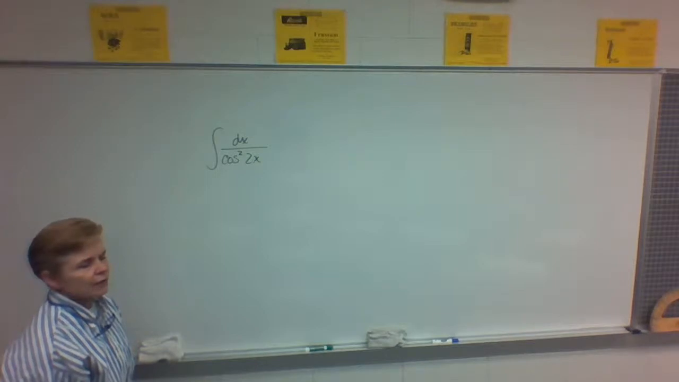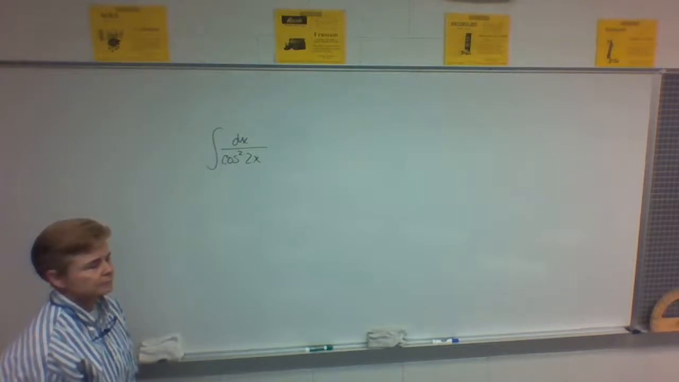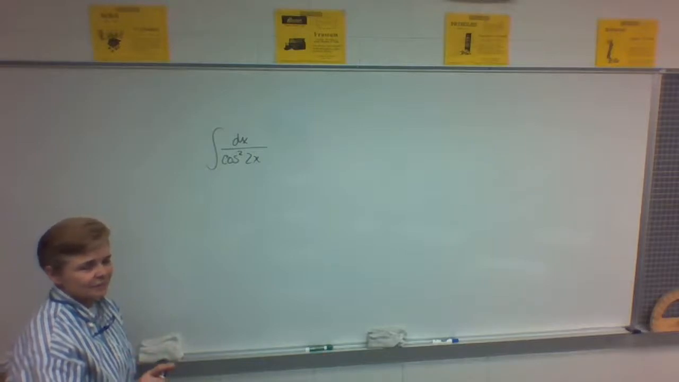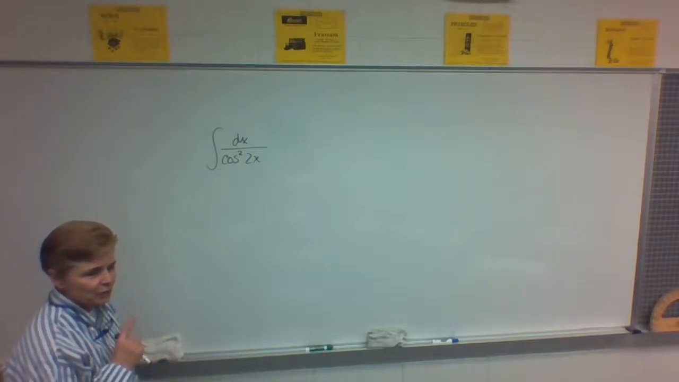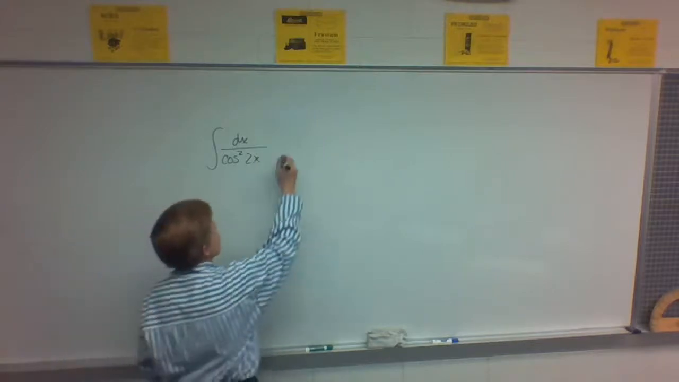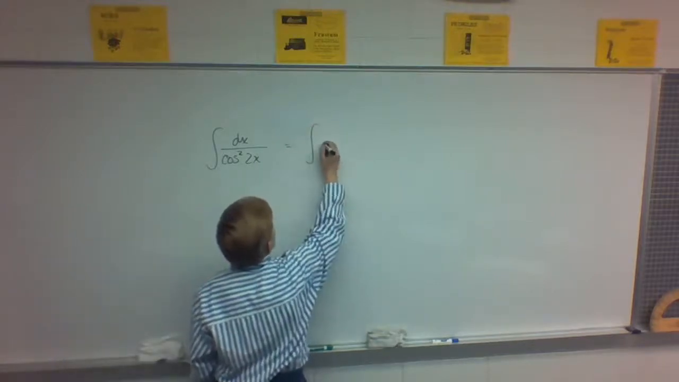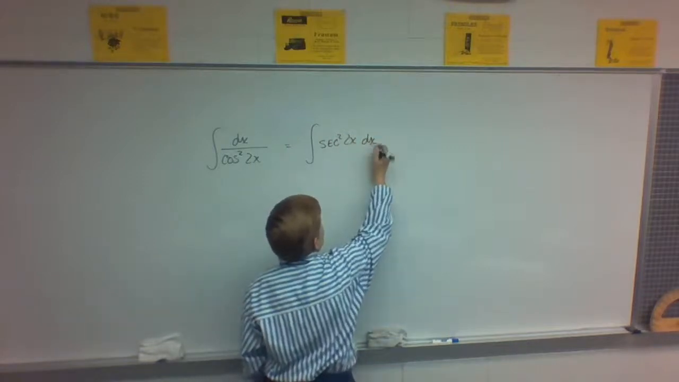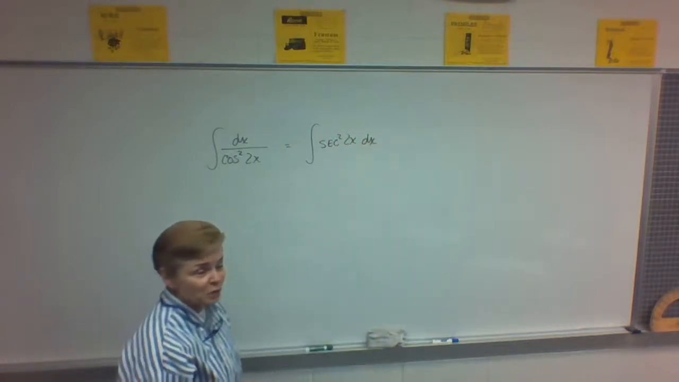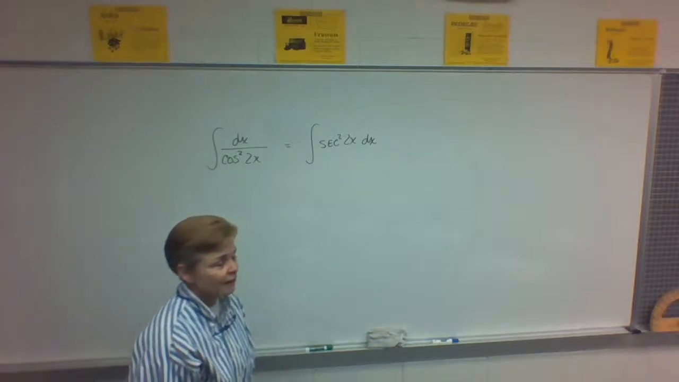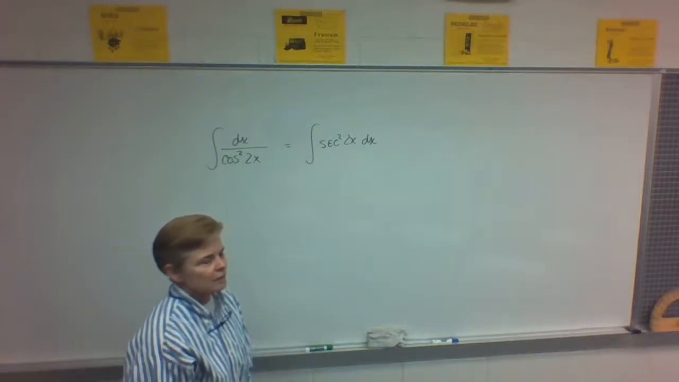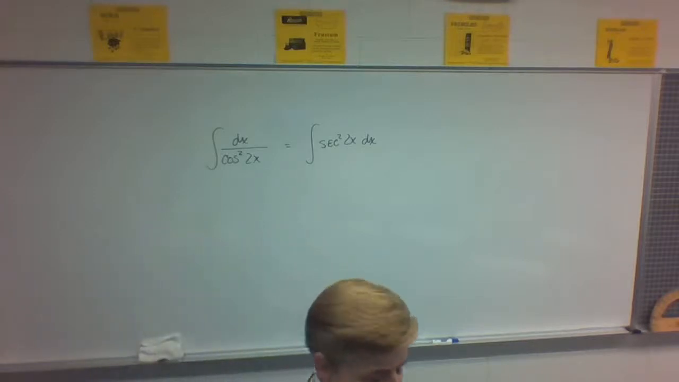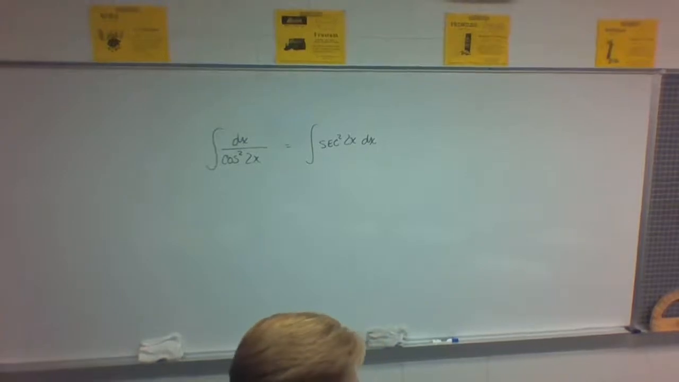Can you think of anything you'd like to let u be? The answer is not yet. Let's use another identity and rewrite this first. What's a rewrite of this? Secant squared of 2x. And we know someone whose derivative is secant squared, right? Tangent. If you really want to follow through on what we're learning here, listen.